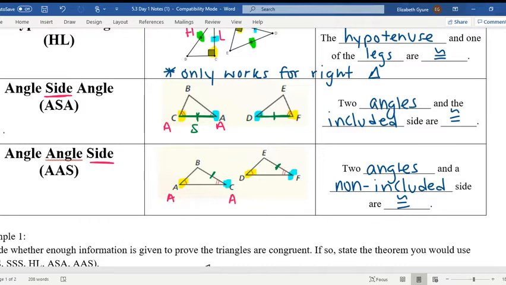AC connects our angles. DF connects our angles. This is just some other side. So it's the one that does not connect the angles. And then again, if you label it, you can see you have an angle, angle, and then a side. I've been asked before, why isn't it side, angle, angle? That's just not what it's called. It's not its name, right? Technically, I guess it'd be the same thing. It's just not the labeling that's used.